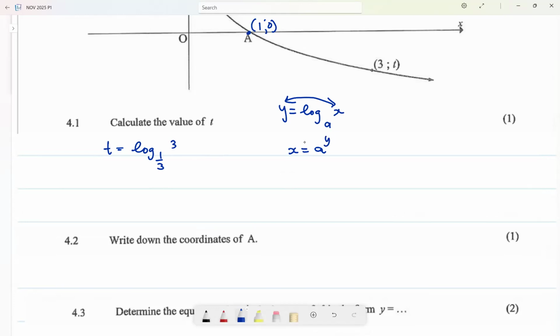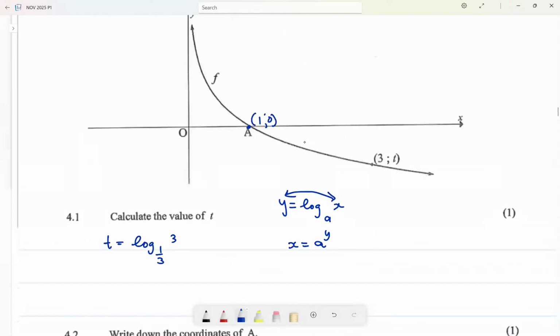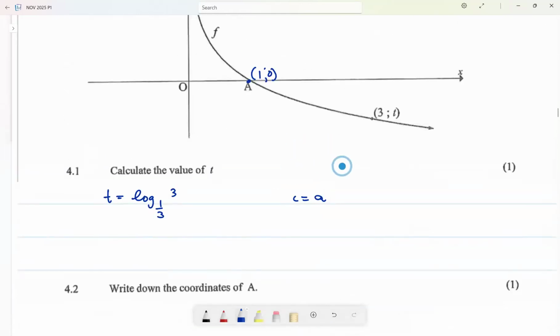Similarly here, what am I solving for? In this case I'm solving for t. It's easy. Or in case t was here, you're going to follow that analogy. This one just needs you to punch your calculator, and then how much do we get? Log base 1/3 of 3 gives -1. So we get that T has coordinates (3, -1).